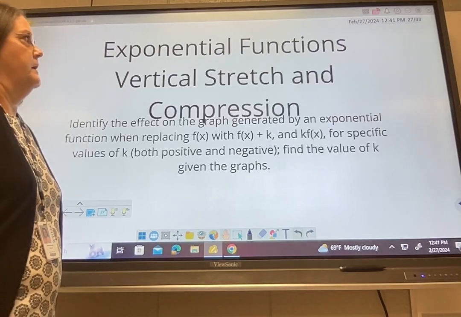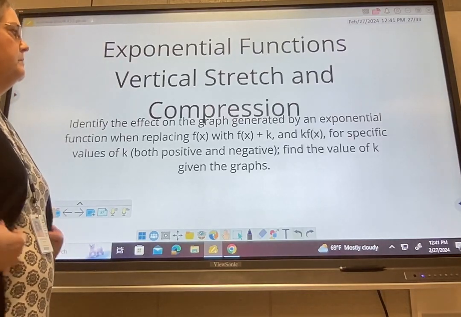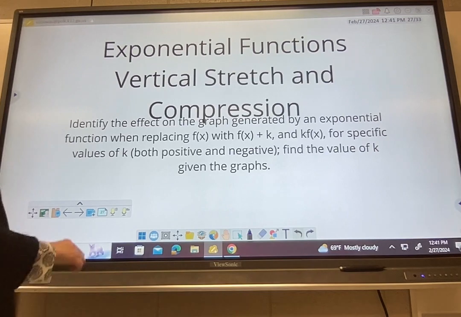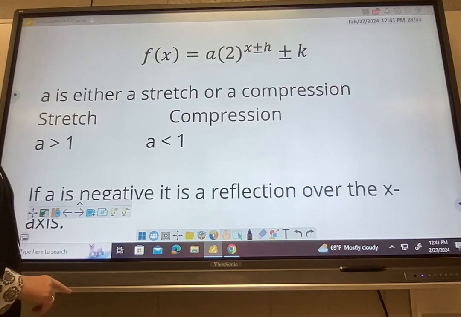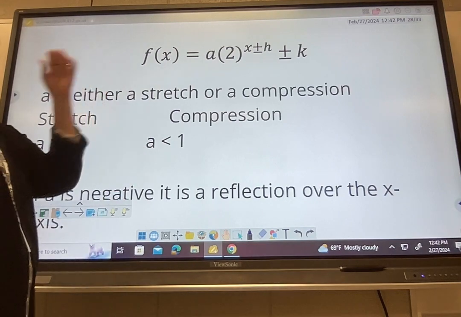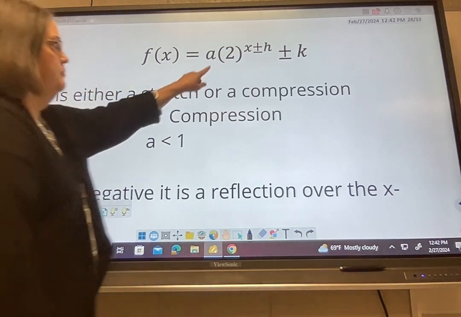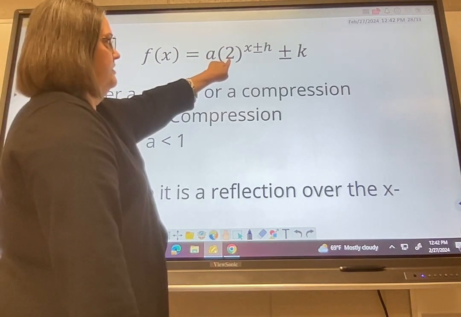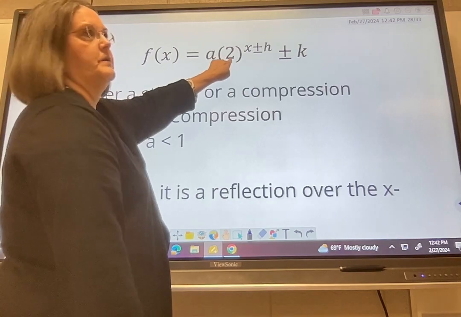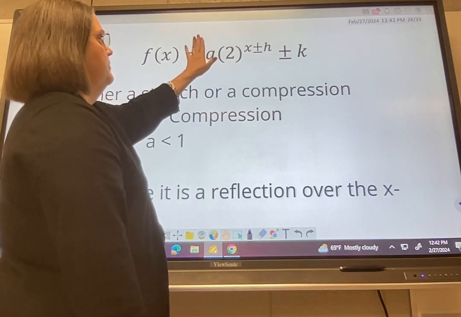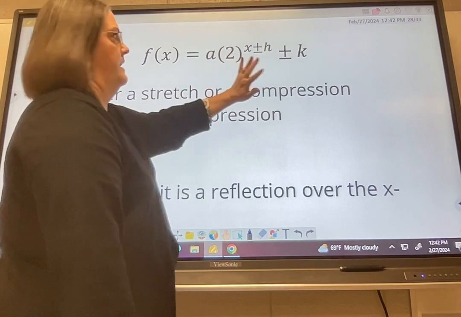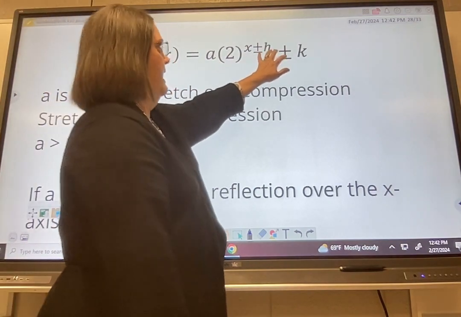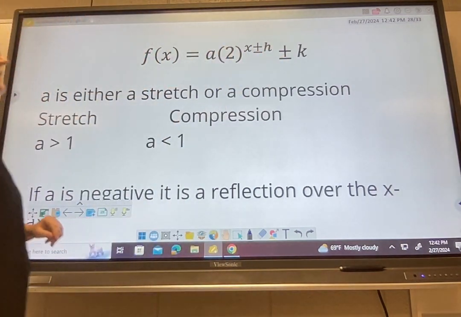Okay, we are doing vertical stretches and compressions of exponential functions today. All right, this is an equation. This is the parent graph of 2 to the x. Remember, this can change. This number here doesn't have to be 2. It can be any base. All right, we have on other occasions talked about h and k, and today we're going to talk about a.